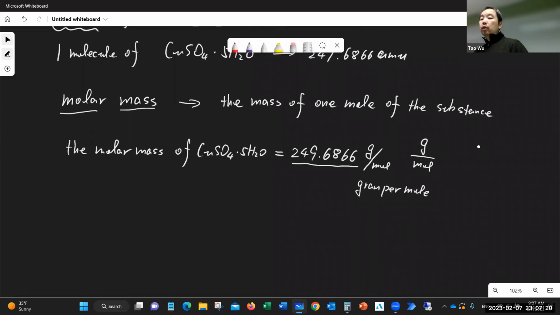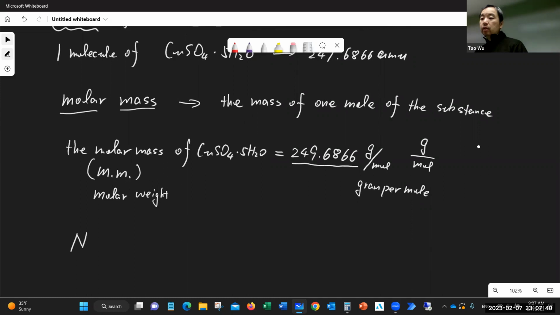What is the molar mass? A lot of people write it as molar mass for short. In some cases, people also call this molar weight. Generally it's talking about the same thing: molar mass and molar weight are the same.